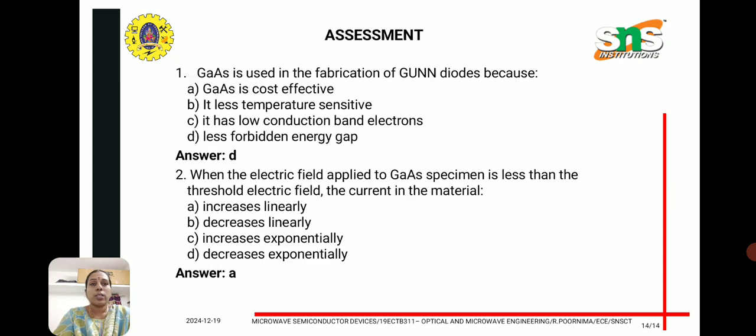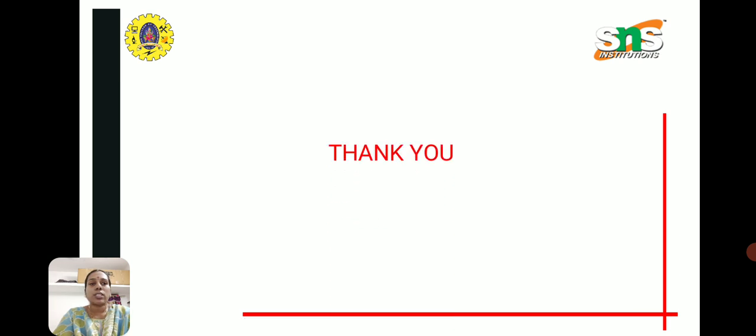Let's take the assessment. Gallium arsenide is used in the fabrication of Gunn diode because it has a less forbidden energy gap. And when the electric field applied to gallium arsenide is less than the threshold, the current in the material increases linearly. Thank you for listening to this lecture.